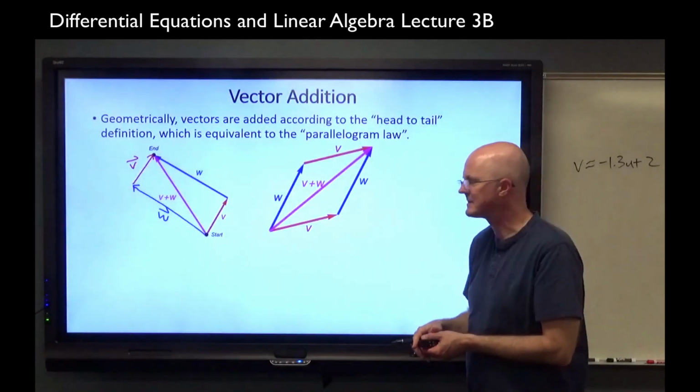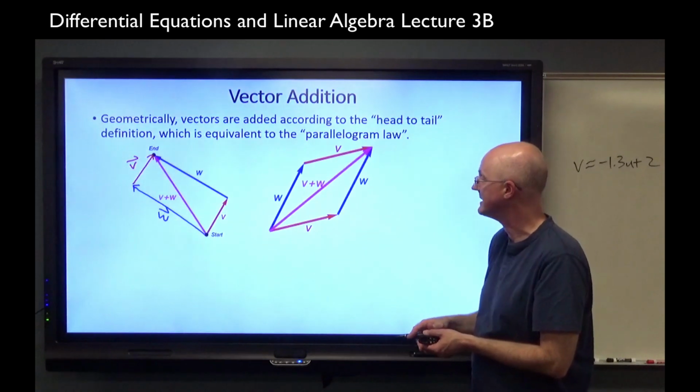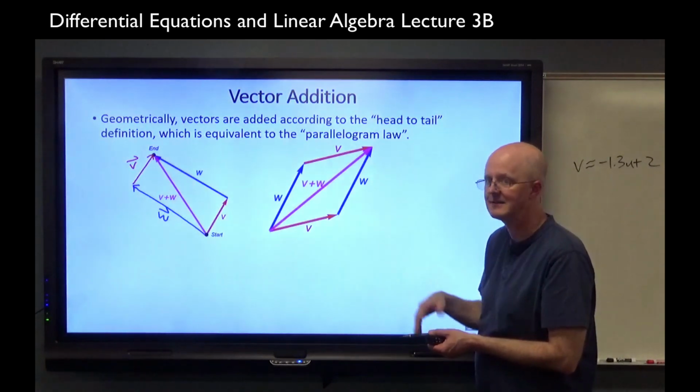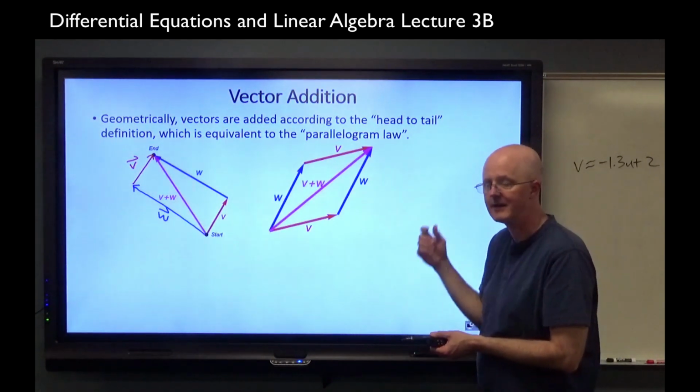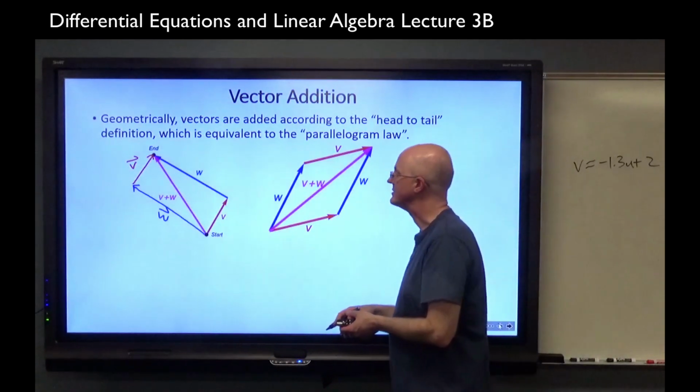If one of the vectors is a zero vector, then the picture is degenerate, essentially. It's just one vector with a dot at either the tail or the head. The zero vector is just a point.